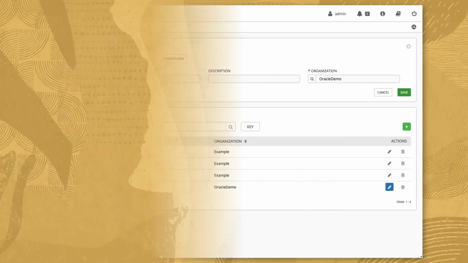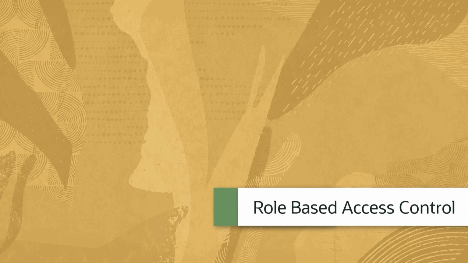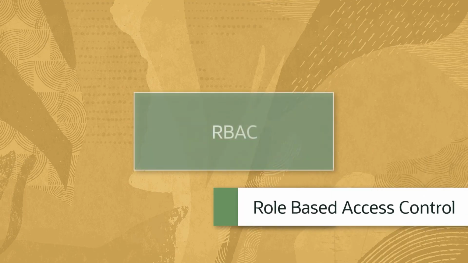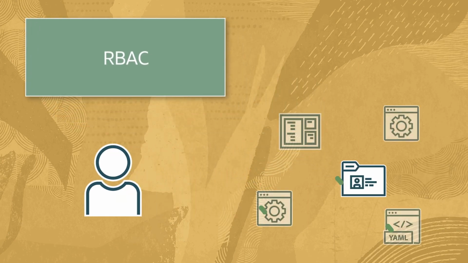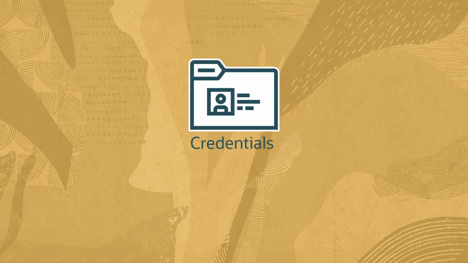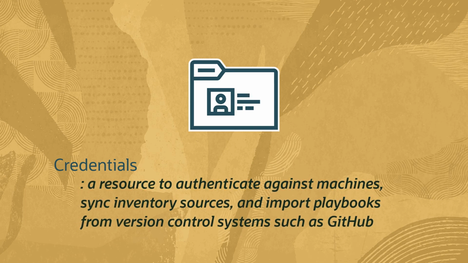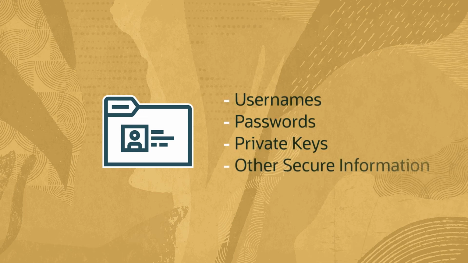Speaking of control, let's take a look at using Oracle Linux Automation Manager Role-Based Access Control, RBAC. We'll explain how Role-Based Access Control delegates what users can and cannot do. Take credentials as a primary example. Oracle Linux Automation Manager defines credentials as a resource to authenticate against machines, sync inventory sources, and import playbooks from version control systems such as GitHub. Each credential may contain usernames, passwords, private keys, or other security-related information.